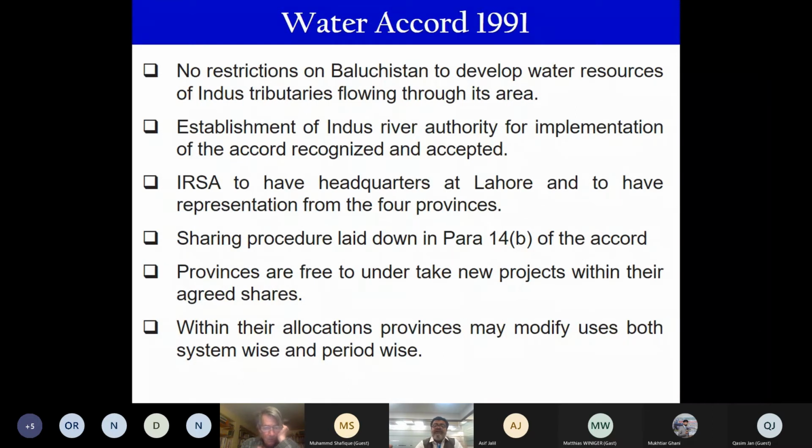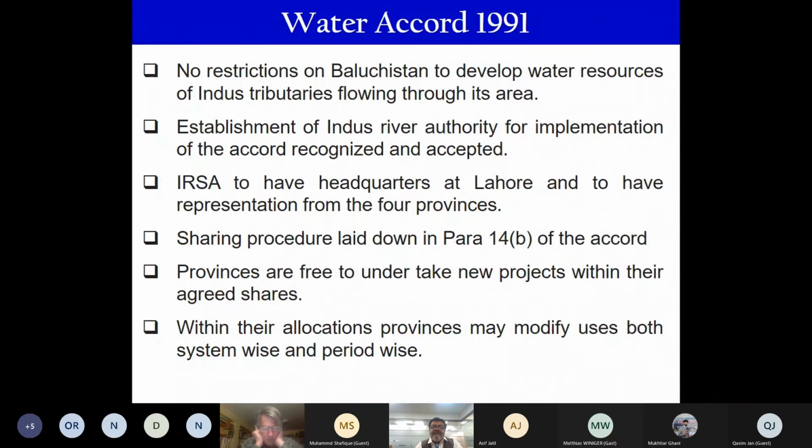Establishment of the Indus Water Authority for implementation of the accord is recognized and accepted. And now we have IRSA. IRSA's headquarters was initially in Lahore, and now the headquarters is in Islamabad, with representation from the 4 provinces. The sharing procedure is laid down in para 14B of the accord. Provinces are free to undertake new projects within their agreed share. Within their allocation, provinces may modify use system-wise and period-wise.